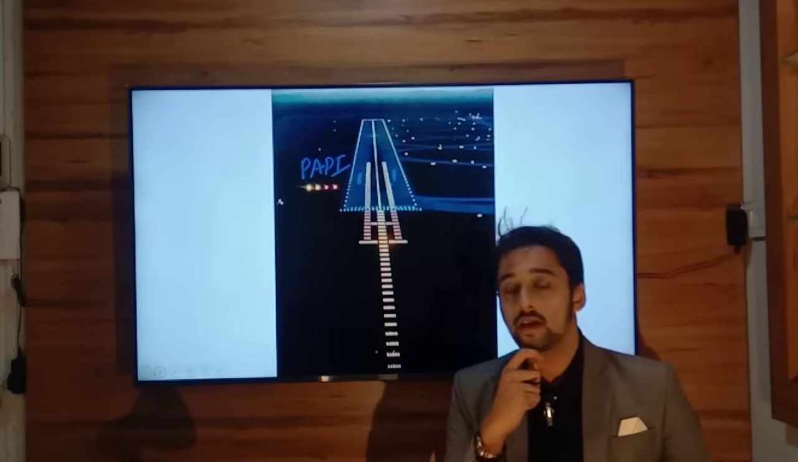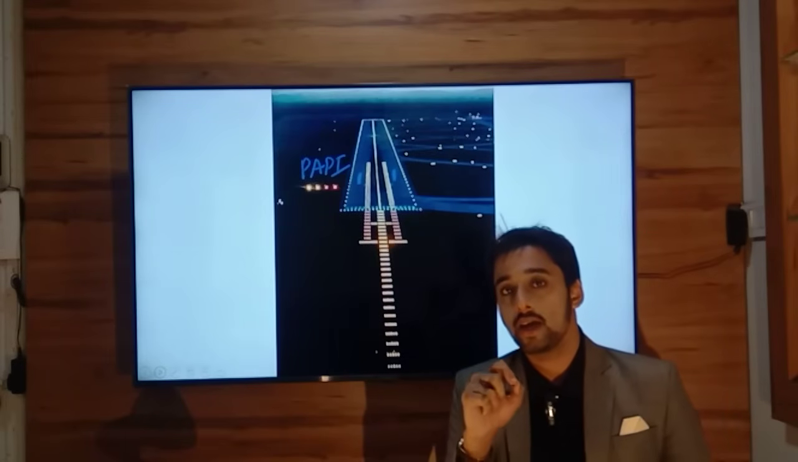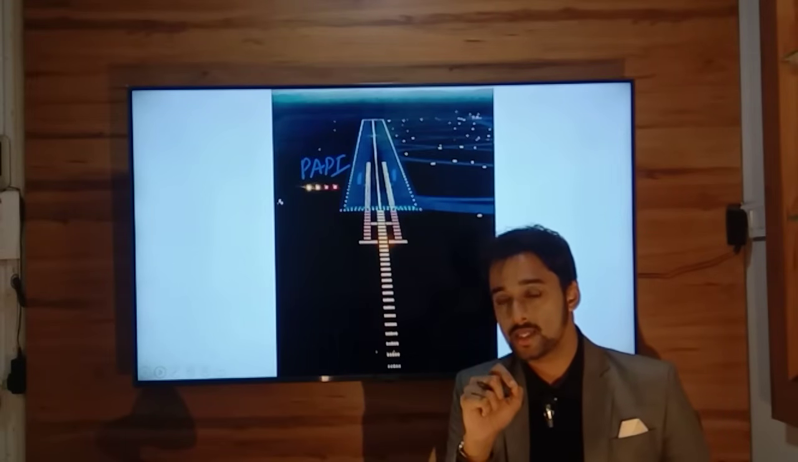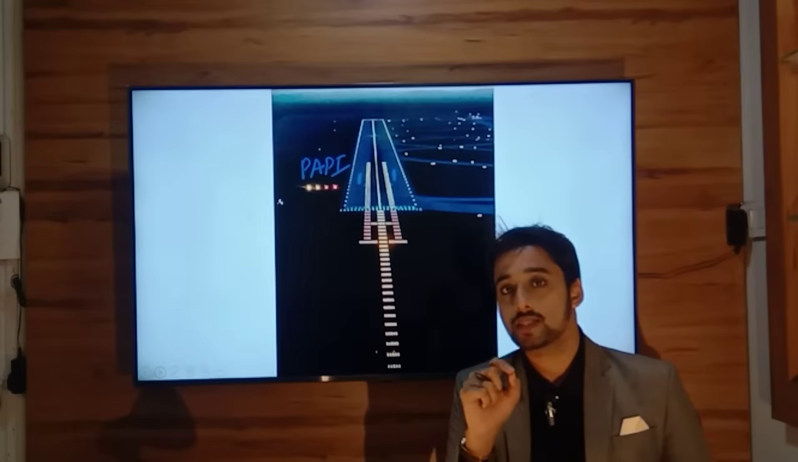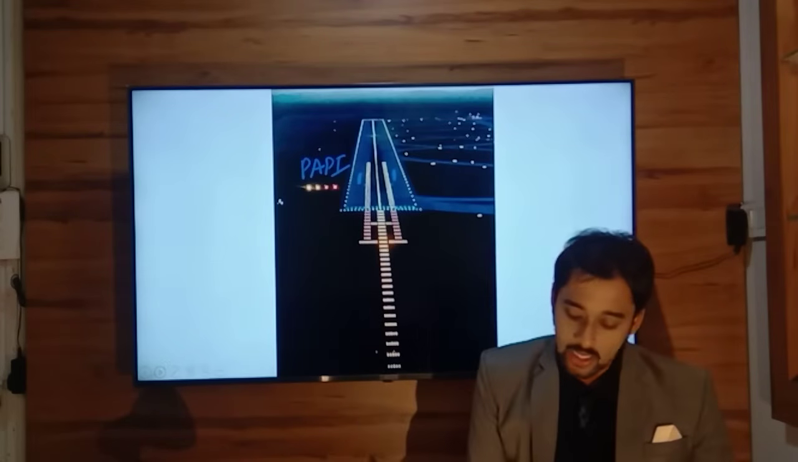So these are PAPI lights, Precision Approach Path Indicator. The meaning of precision here is that with the help of these PAPI lights, pilots can follow a standard glide slope of 3 degrees.